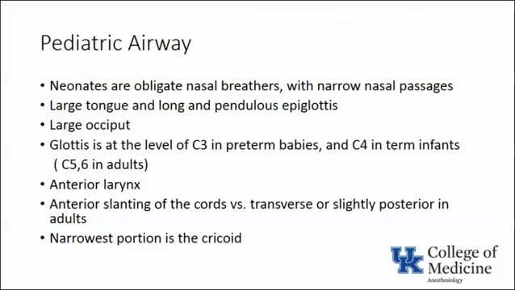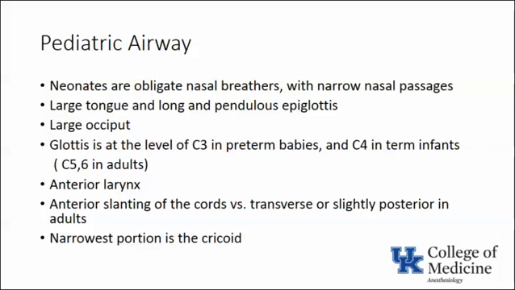Pediatric airway is a little different from the adults. Remember, neonates or young infants are obligate nasal breathers till about 6 months of age. They also have narrow nasal passages. These kids have a relatively larger tongue compared to the size of the mouth, and their epiglottis is long, floppy, and pendulous. The occiput is larger, so when you have to intubate a child, you really don't need to have a donut for these kids to place their heads on.